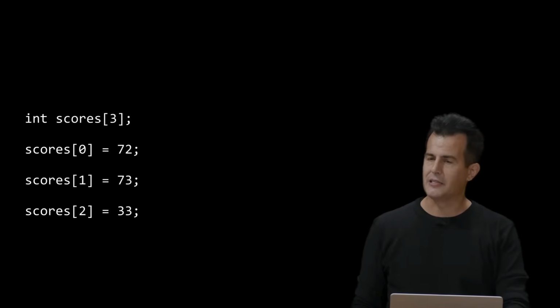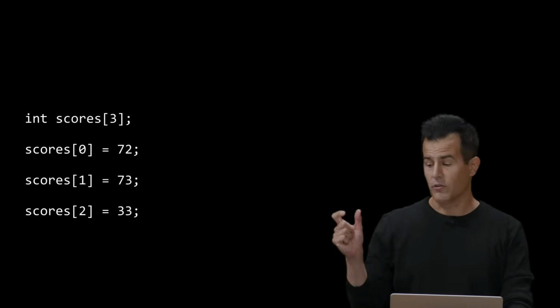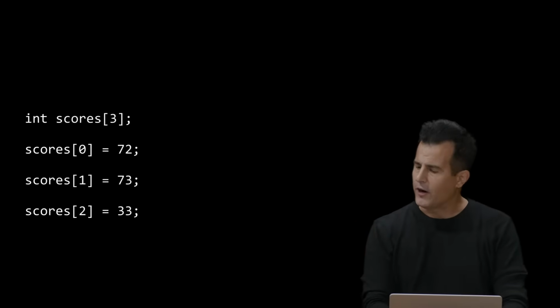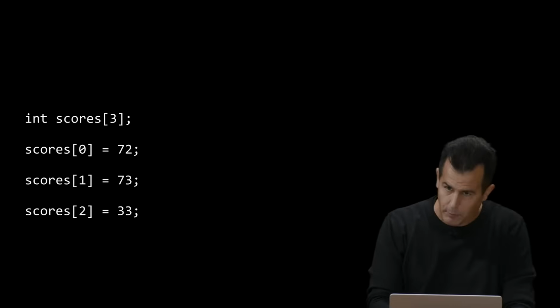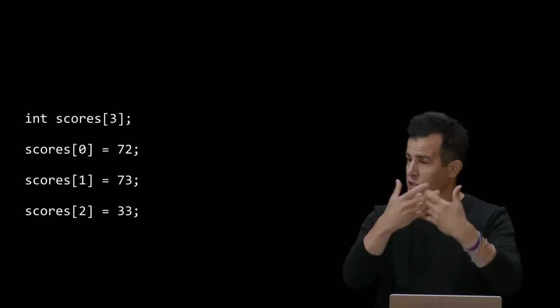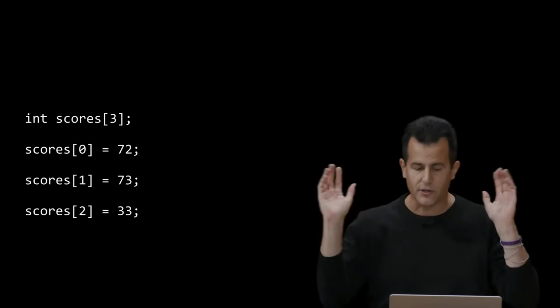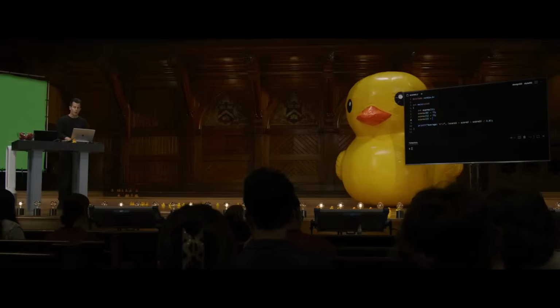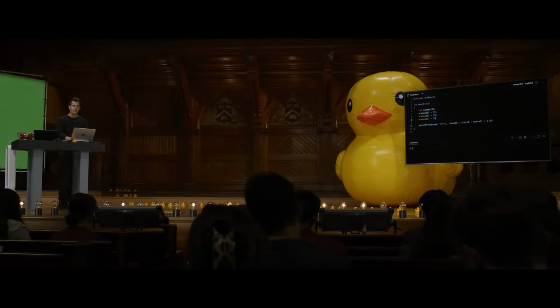I can say scores bracket 0 equals 72. Scores bracket 1 equals 73. Scores bracket 2 equals 33. So it's not all that different from having 3 variables, but now I technically have 1 variable, and I am indexing into it at different locations, locations 0, 1, and 2. And it's 0 because we always, in computing, start counting from 0. So scores bracket 0 is going to be my 72 problem set. Scores bracket 1 is my 73 problem set, and scores bracket 2 was my weakest, my 33 p set.